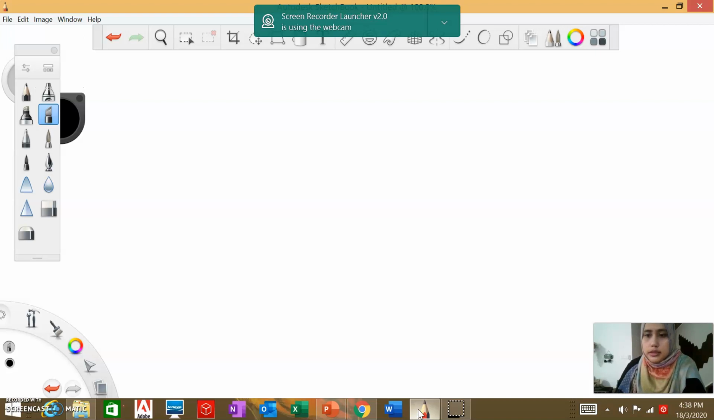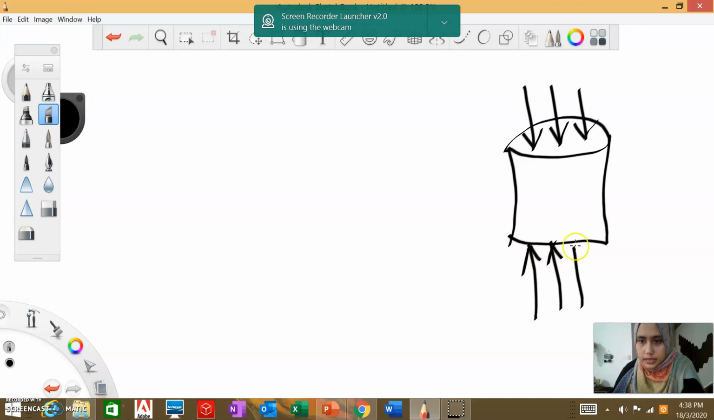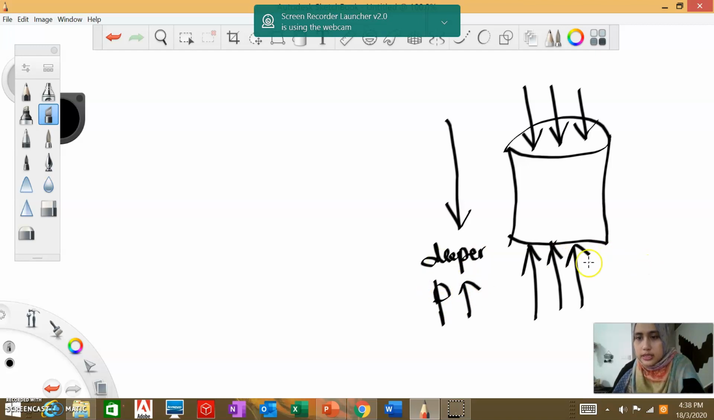If you can see how it actually occurs, let's try to imagine an object that has a cylindrical shape. There will be pressure exerted at the top and also pressure exerted at the bottom. So there is a difference in pressure because, remember, as you go deeper, pressure will increase. Therefore, the pressure at the bottom will be greater compared to the pressure at the top. It's bigger.